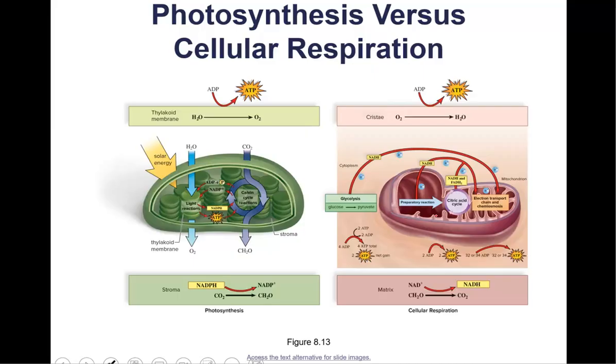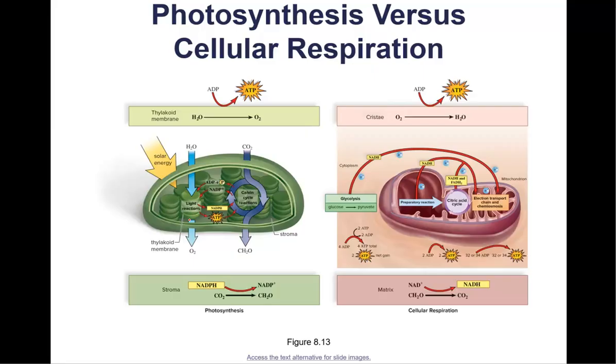All right, and then this is just showing you an illustration of a chloroplast versus the mitochondria. Both of them have a double membrane structure. The inner membrane of the mitochondria is folded into these little structures called cristae. The electron transport chain happens on the inner membrane of the mitochondria in cellular respiration, and in photosynthesis, the electron transport chain happens on the thylakoid membrane.